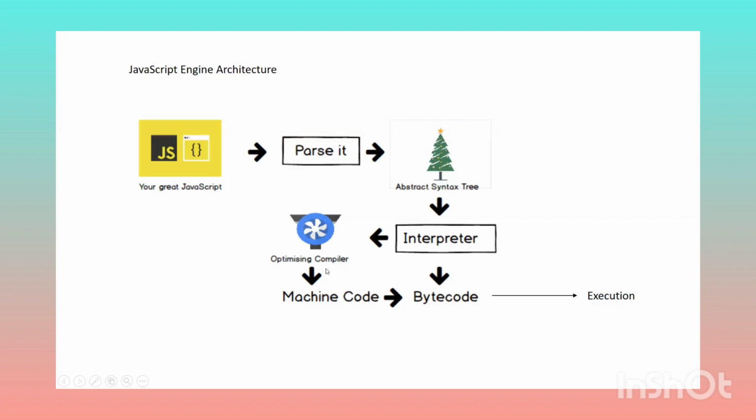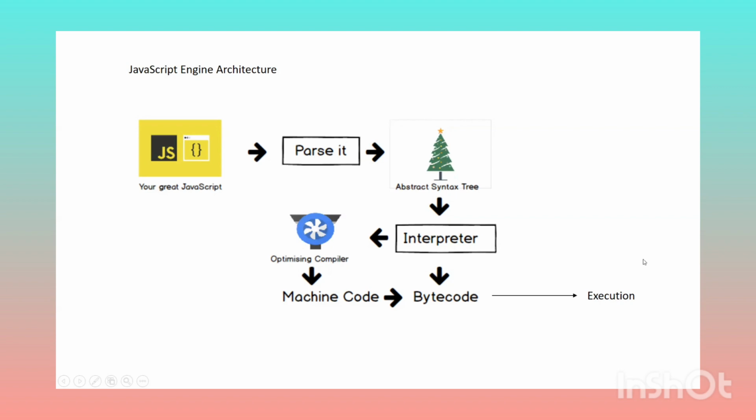But in just-in-time, it will try to optimize and compile on the runtime. That is called the just-in-time compilation process. So this is all about the parsing phase and the compilation phase. Once this compilation is done, it goes to the execution phase, right?